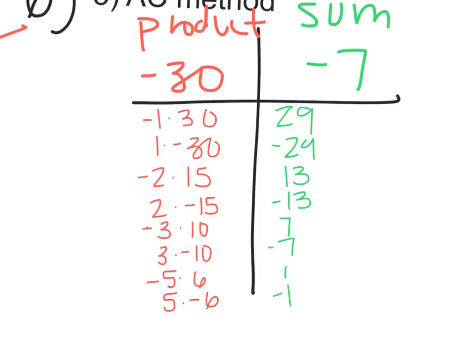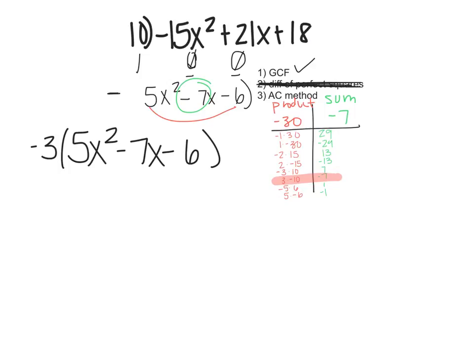So notice I did have a set that produced the value that I wanted. I did have a set that produced negative 7. So that means I'm going to be using the numbers positive 3 and negative 10. So I'm going to rewrite the parentheses. I'm not going to rewrite this negative 3. I'll just bring it down and write it as part of my answer in a second.